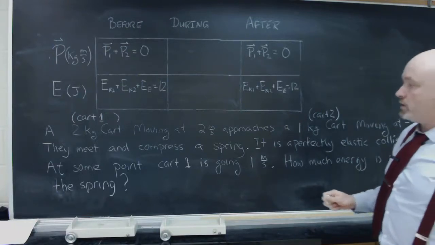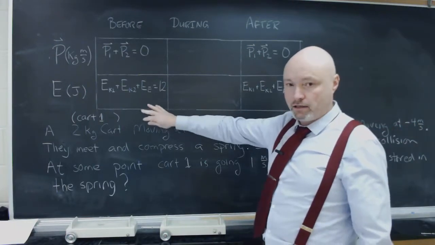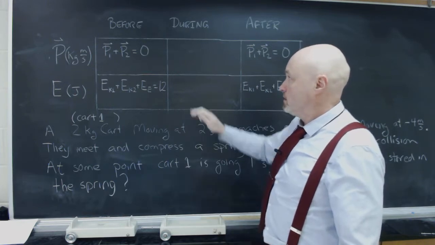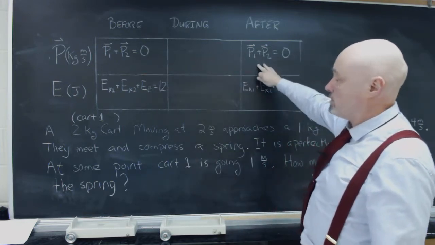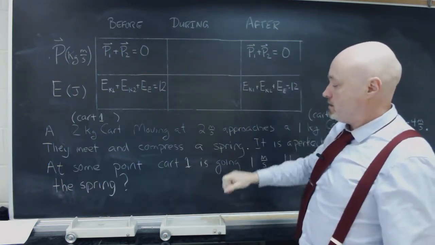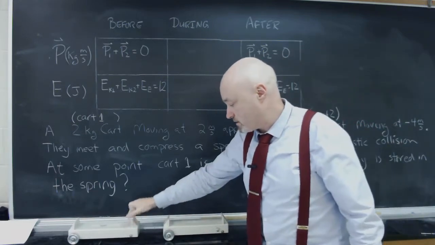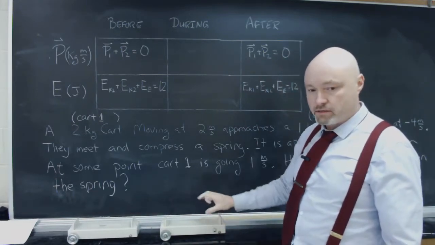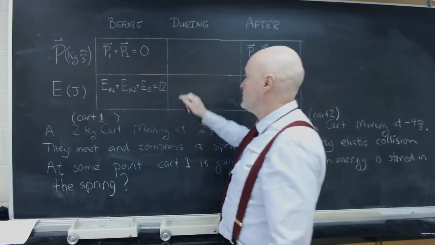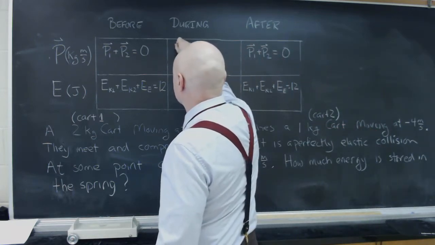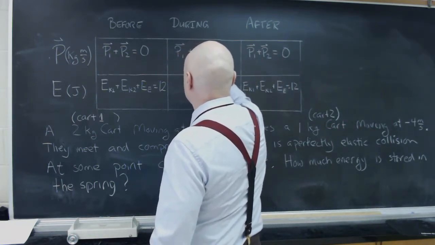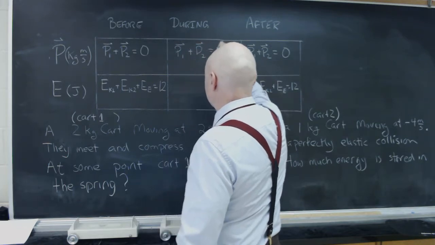And so we are solving the middle of an elastic collision problem. We have momentum before, we have momentum after, and because during an elastic collision the impulse is equal and opposite on both carts, momentum is conserved throughout this elastic collision.